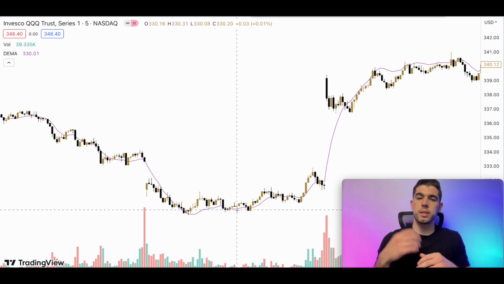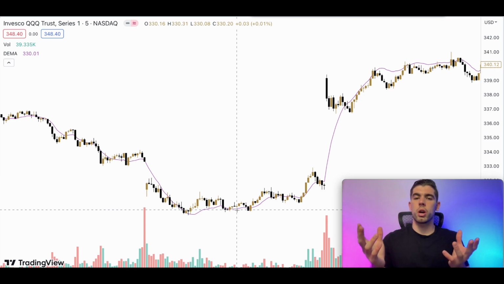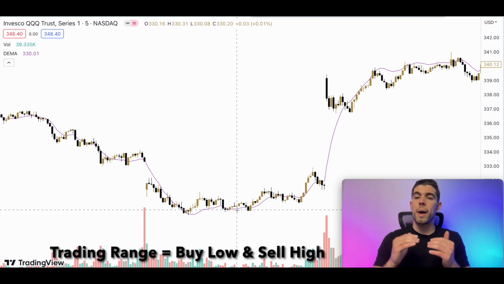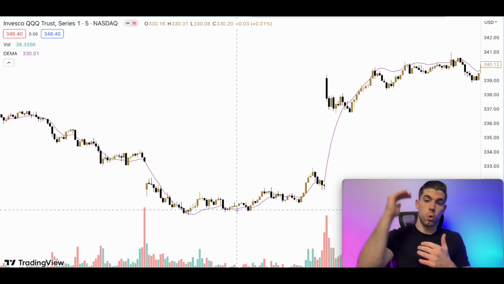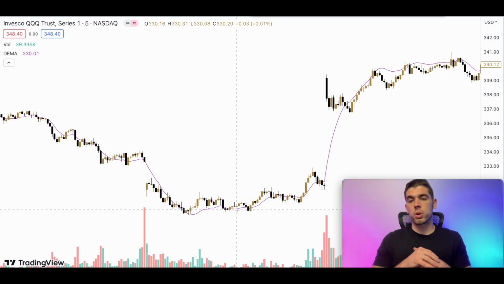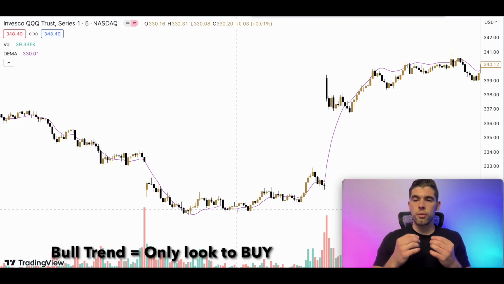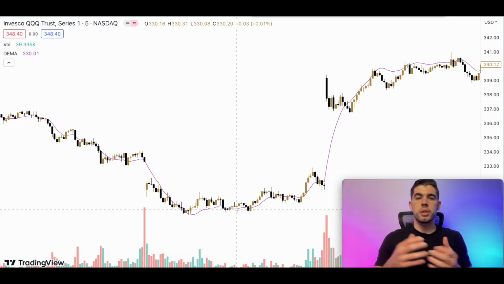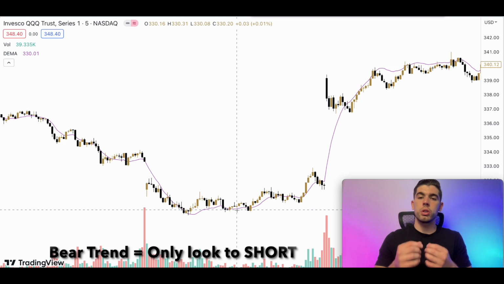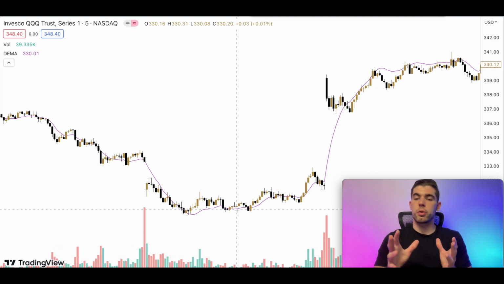So first of all, it's about looking at the prior bars, the prior price action, and determining what the market is telling you. Is it in a trading range? Is it in a bull trend, a bear trend? What's going on at the moment? If it's in a trading range, you want to buy low, sell high, or short at the resistance and buy back those shorts at the bottom at that support level. If it's in a bull trend, you want to only look for ways to buy. And for the bear trend, it's the same thing. If you're in a bear trend, you want to only look to short the market. You don't want to be looking for reversals, okay?